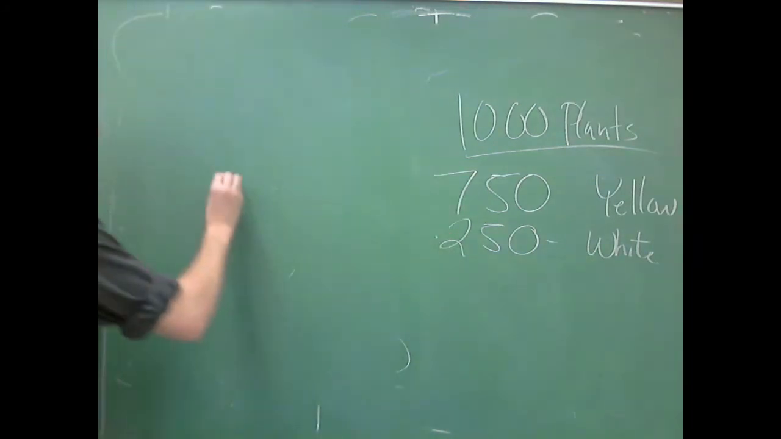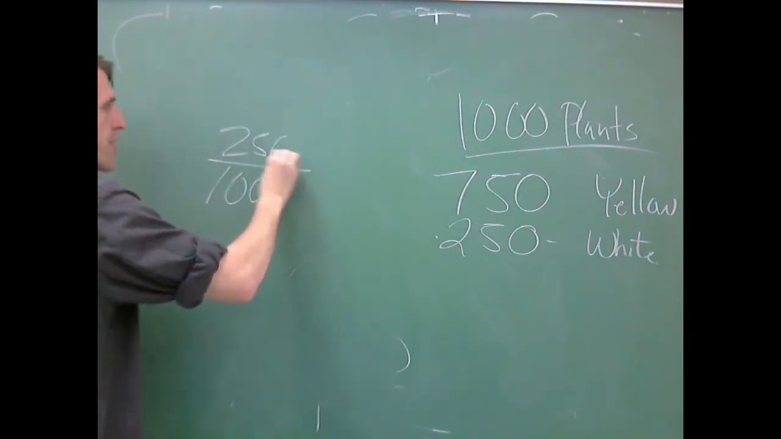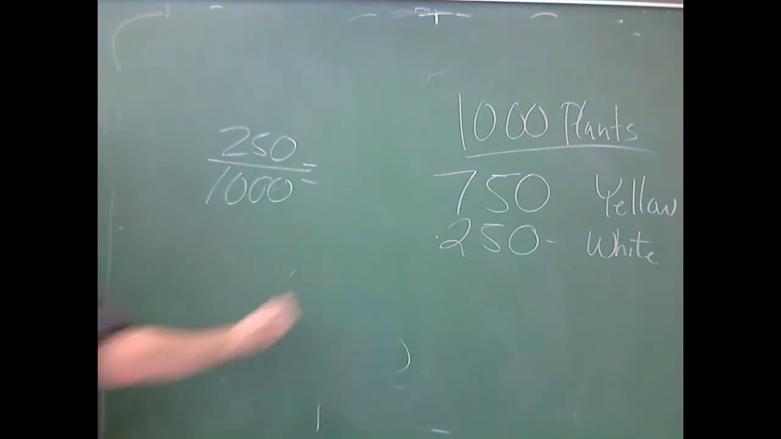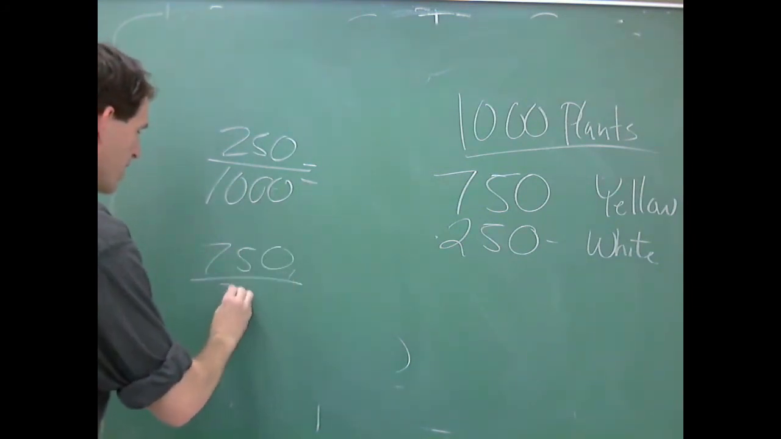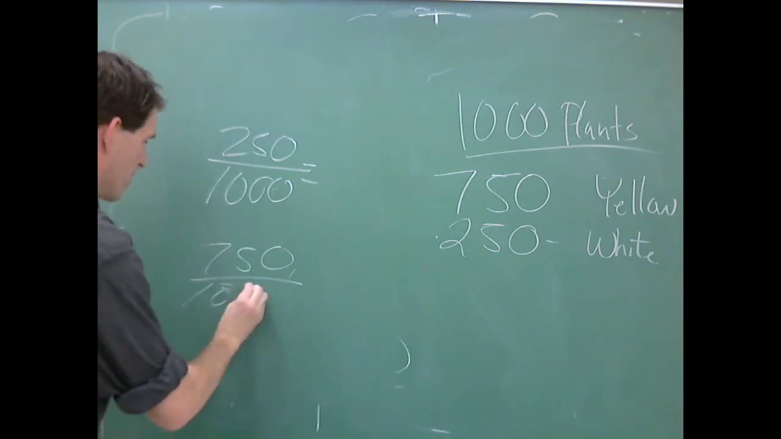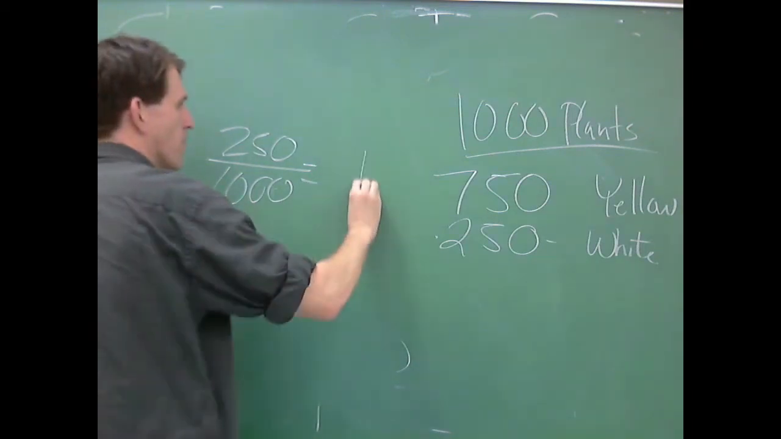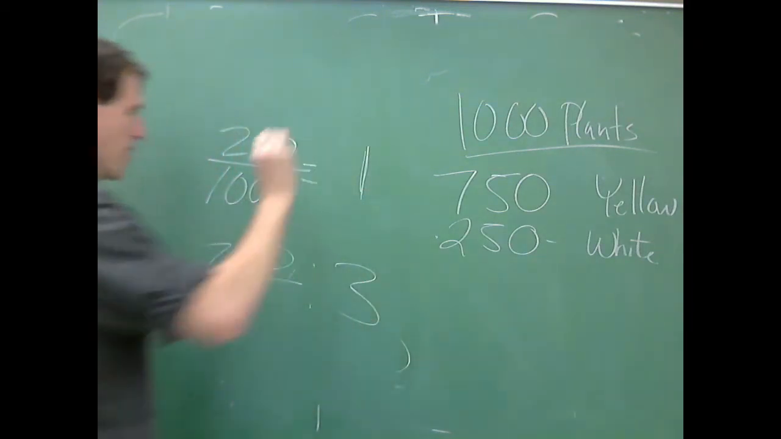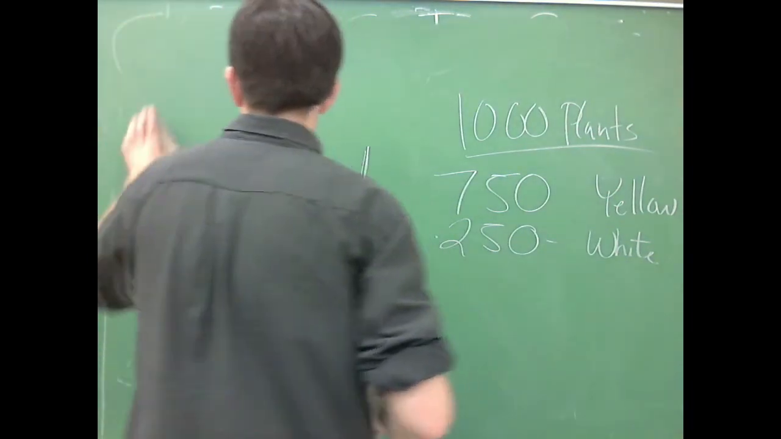3 to 1. Everyone see how we got that? Add these two up. 1,000 divided by 250. 750 divided by 1,000. One is 1 to 3. 3 to 1. You guys see we already did that? Okay. All right.